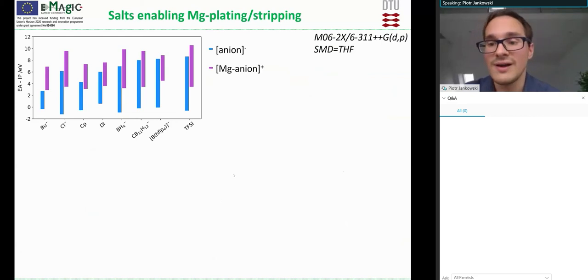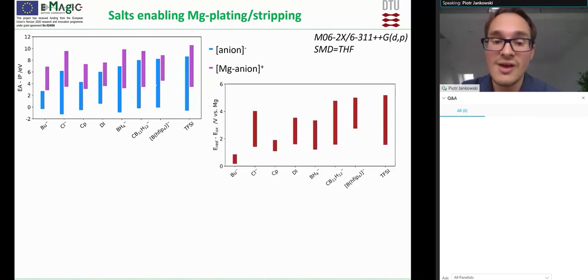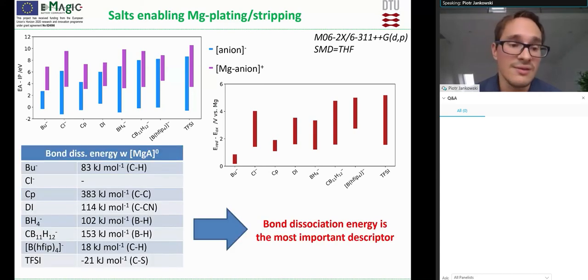We also tried to look at the stability, calculating electron affinity and ionization potential, and calculating this also for TFSI, which we know really doesn't work. To see the difference, we also relaxed the structure and calculated reduction potential and oxidation potential, but we could not see anything indicating. So we went through many different descriptors. And finally, we found that the bond dissociation energy in the reduced form of this cluster can serve as a very good indicator of whether the salt will provide reversible plating and stripping.